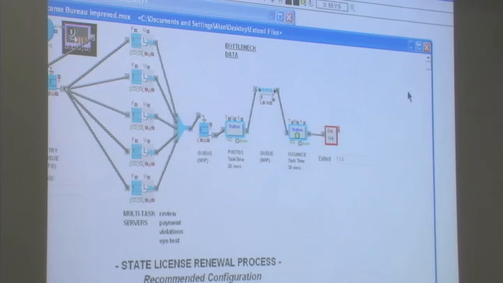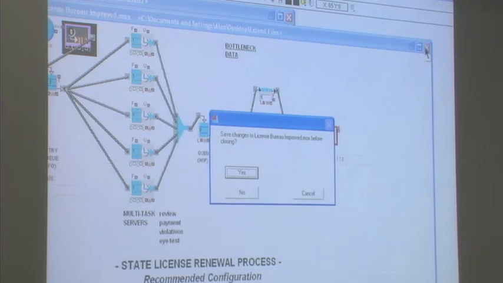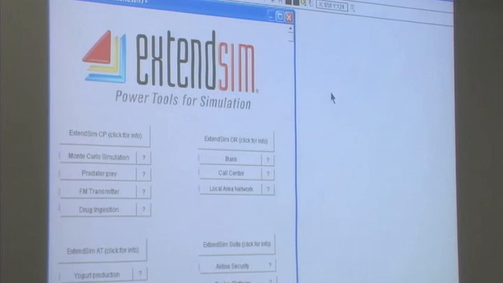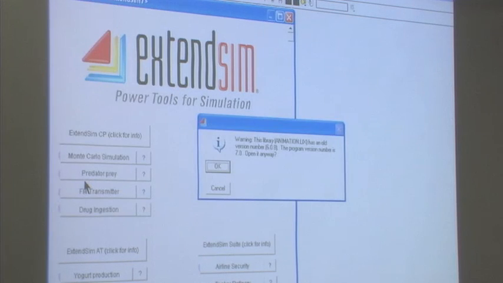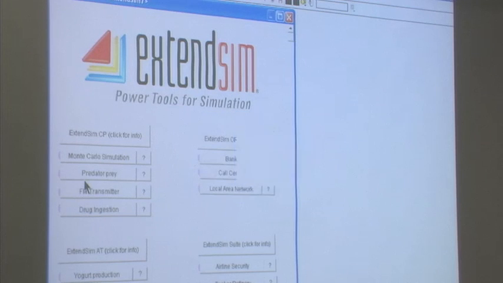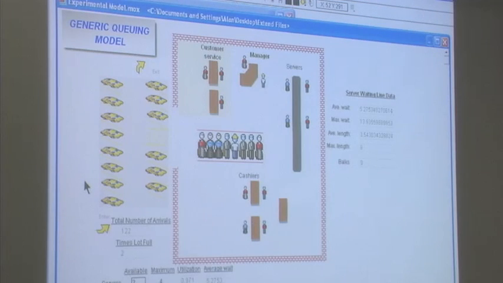So these were some of my earliest attempts. Save changes. Okay. So then the next generation. I'm trying to think which one is it? Oh, the experimental model. All right. Now you see this is getting to be even a little more user-friendly.